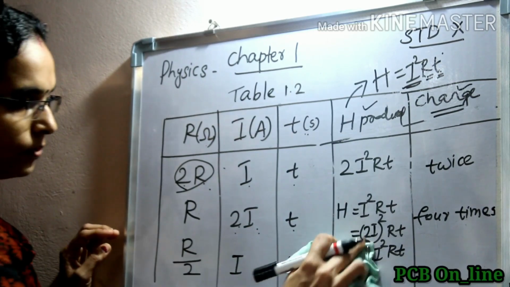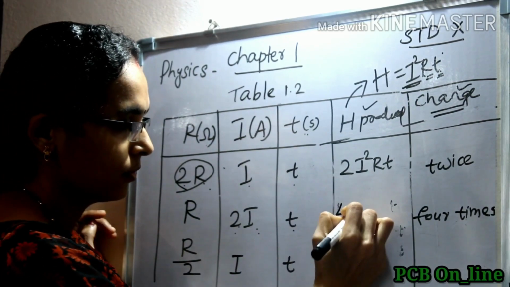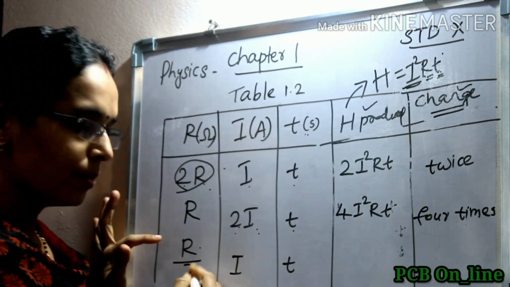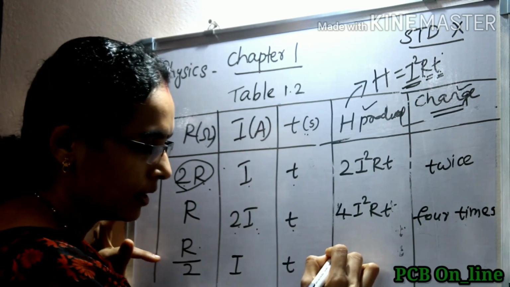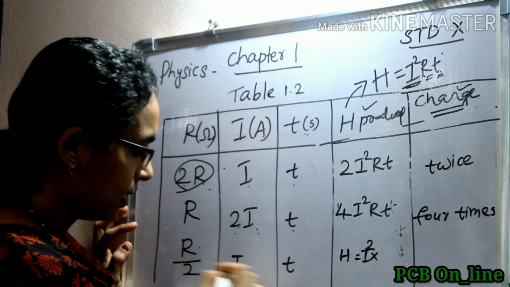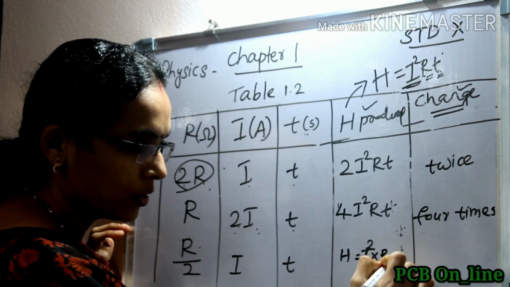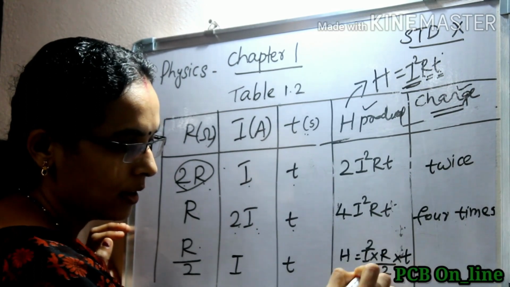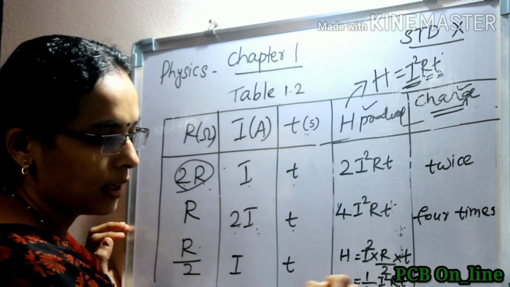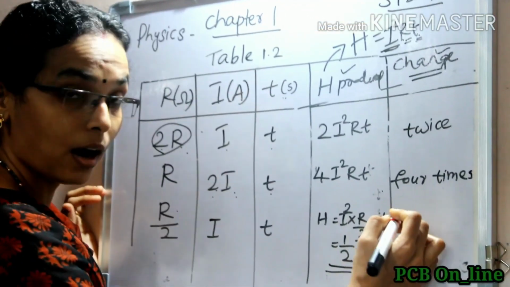Now if R is reduced to R by 2, what happens? Then H is equal to I square into R by 2 into T. That is half of I square RT. That is, the heat generated will be halved.